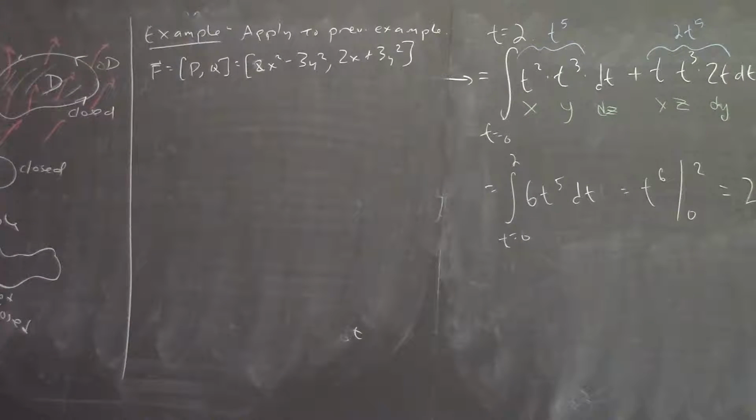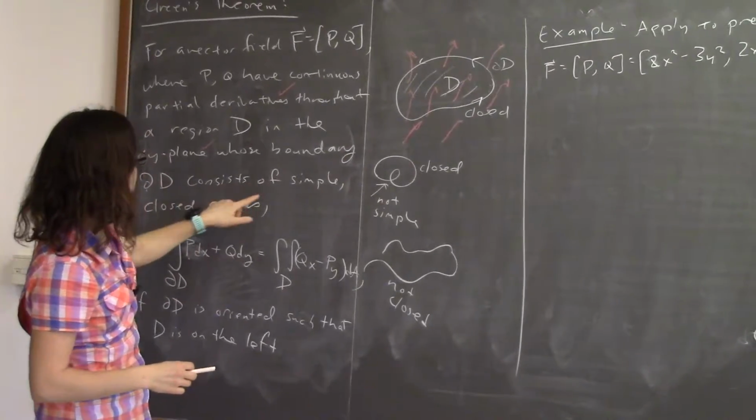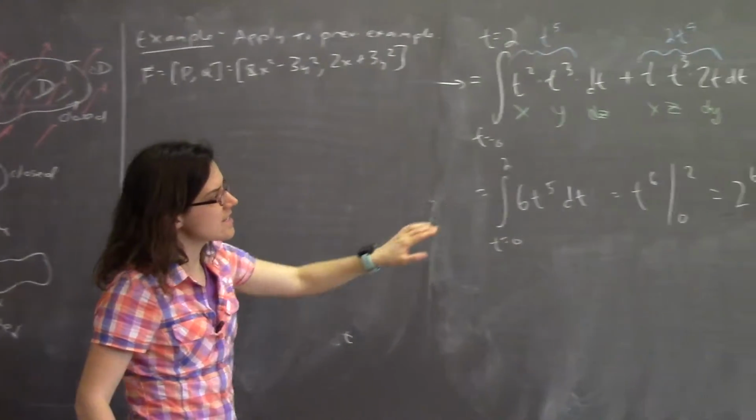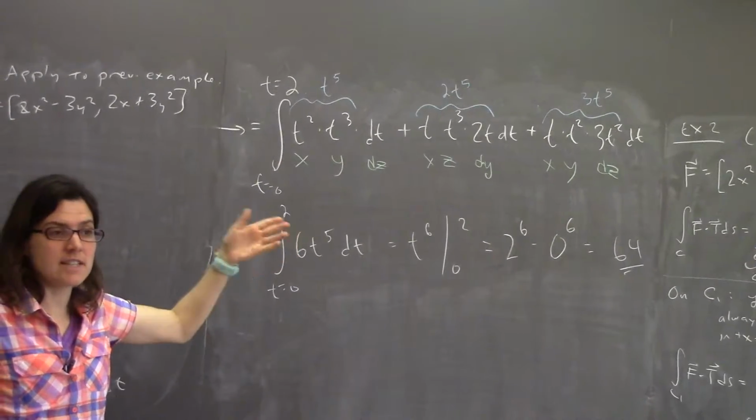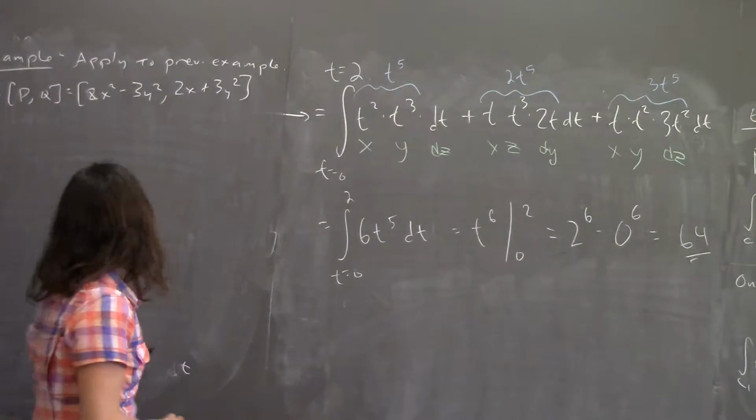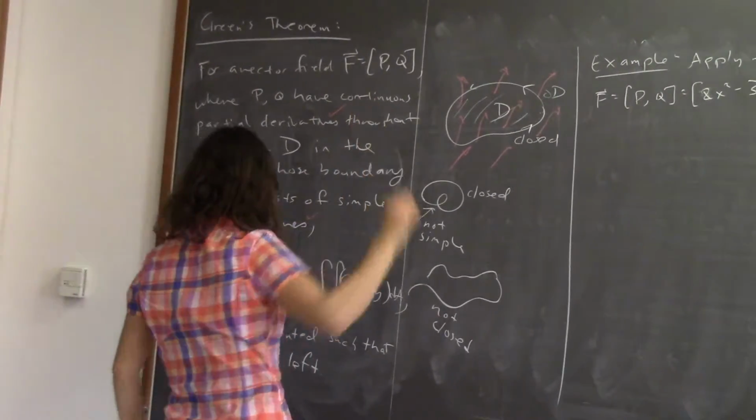So it has continuous partial derivatives, yay, throughout the region D in the plane, whose boundary consists of simple closed curves. So in this case, the boundary is a triangle. It's simple, doesn't intersect itself, and it's closed. It ends where it starts. So simple closed curves, yay.